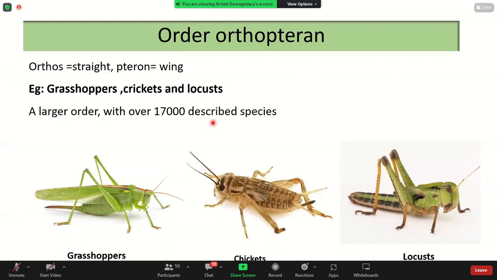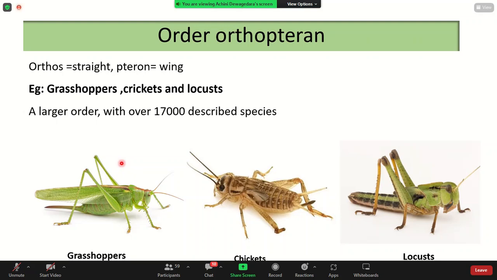Next order that we are going to discuss is order Orthoptera. Ortho means straight. Pteron is wings, so they have strong, straight wings, right? Examples are grasshoppers, crickets, and locusts. I think you have seen these insects. And this order Orthoptera is a large order, and there are more than 17,000 species coming under this order, right?